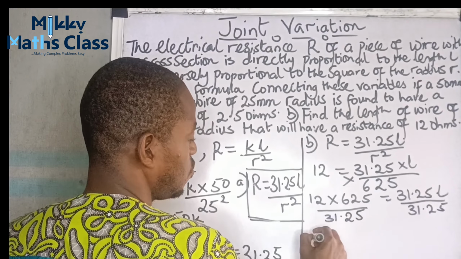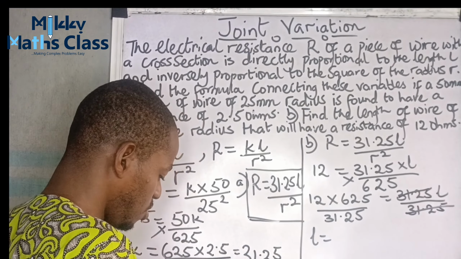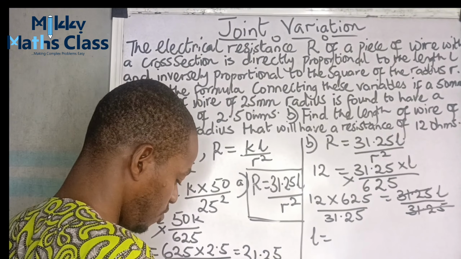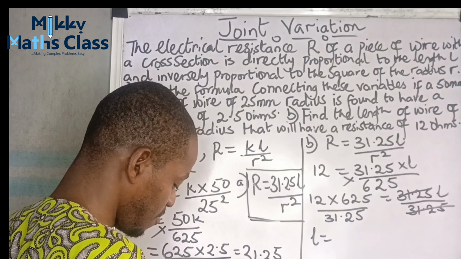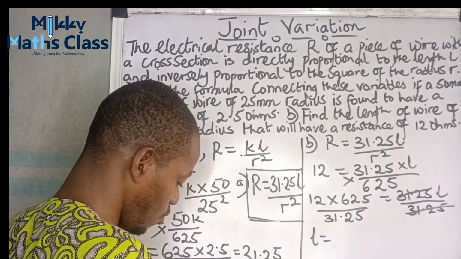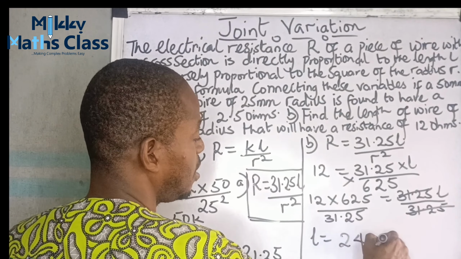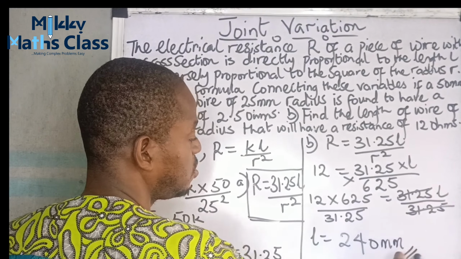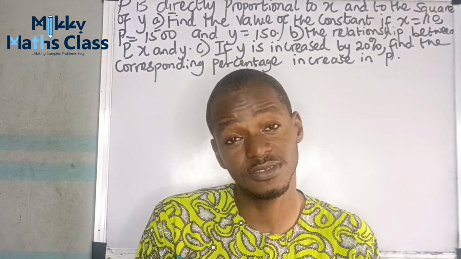31.25. So our length will be equals to, this will cancel out. So our length will be equals to 12 times 625. That will give us 7,500 divided by 31.25. That will give us 240. So the length is 240 millimeters.